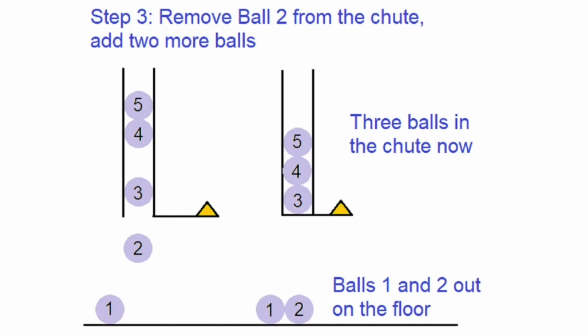All right, let's show one more step. Step 3, we release one more ball by pulling the handle. Ball 2 goes down to the floor, and we put in balls 4 and 5, two more balls. At the end of the third step, we have 3 balls sitting inside the chute and balls number 1 and 2 sitting on the floor. We repeat this process over and over again, basically adding 2 balls while releasing 1 ball from the chute.